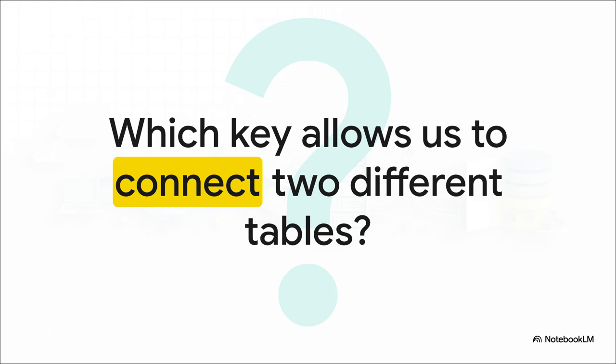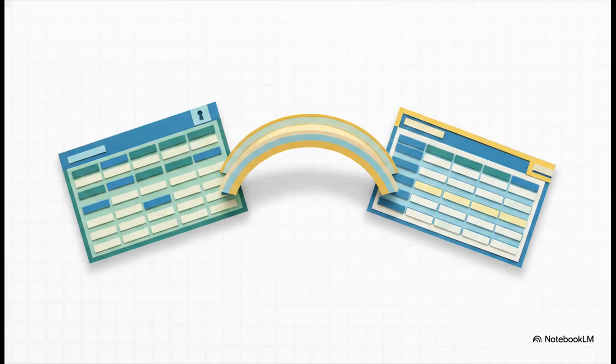Quiz time again. Let's see if you're following the logic of the vault here. We know the primary key makes a record unique inside its own table, but which key allows us to connect two entirely different tables together, giving us that awesome relational power we talked about earlier? Take a moment and see if you know it. And the answer is the foreign key.